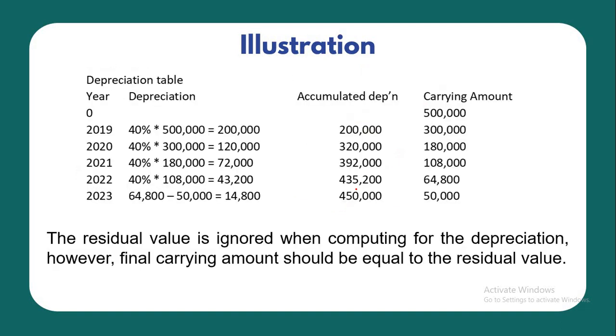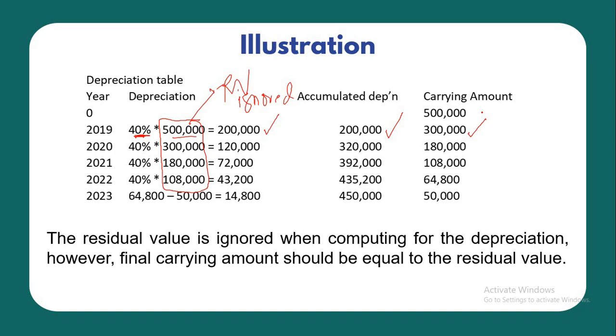So, here's our depreciation table. Again, the same concept kaganiha sa declining balance method nga, ang basis nato will be the declining balances. Okay? So, first year, of course, we will start with the cost. And again, we ignore the residual value. Okay? So, 40% ato ang double declining rate times 500,000. So, the first year depreciation is 200,000. Accumulated depreciation is the same as the first year depreciation, 200,000. Therefore, the carrying amount at the end of 2019 is 300,000.